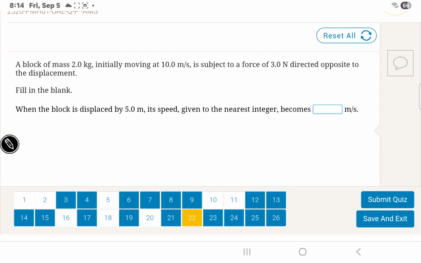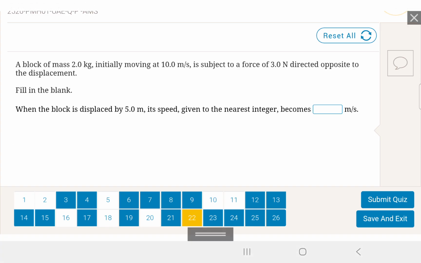A block of mass 2 initially moving at 10 is subject to a force of 3 newtons directed opposite to the direction of displacement. When the block is displaced by 5, its speed, given to the nearest integer, becomes what? So here we again use the work-energy theorem: work equals half m v squared minus half m u squared.